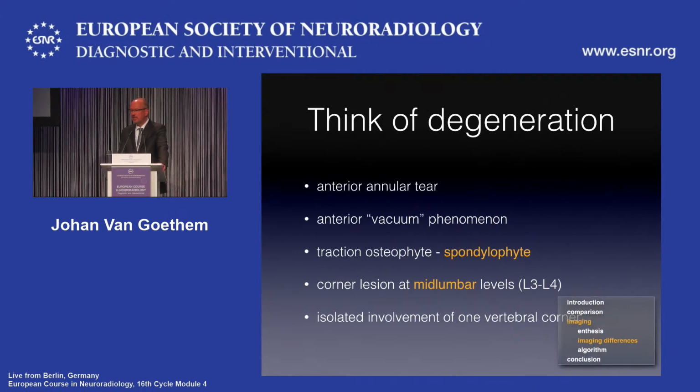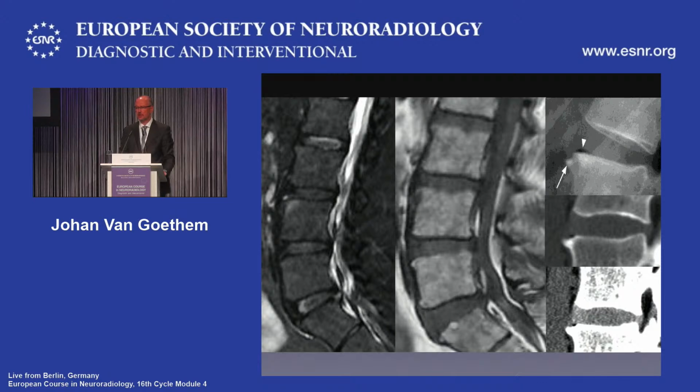So, think of degeneration when you see tears in the anterior annulus fibrosis, the anterior vacuum phenomenon, that small dot just at the corner, traction osteophytes which form away from the vertebral corner, known as spondylophytes, corner lesions at the mid-lumbar level, typically L3, L4, and isolation to one vertebral body or one vertebral corner. So again, even the vacuum phenomenon can be seen on plain X-ray as here.